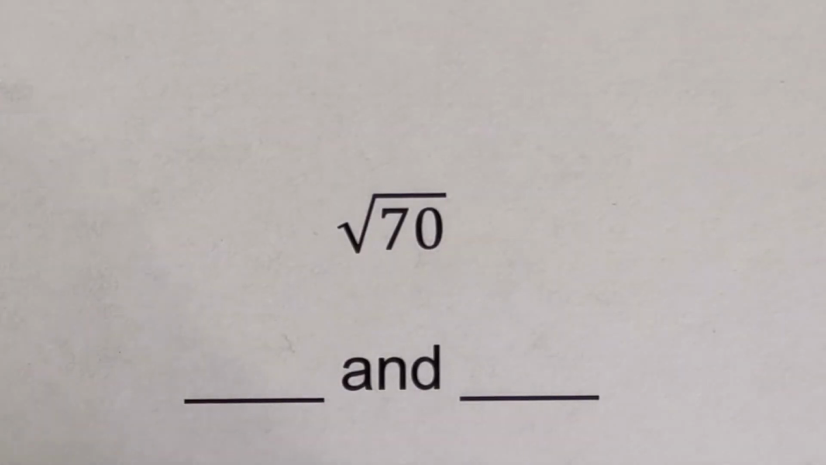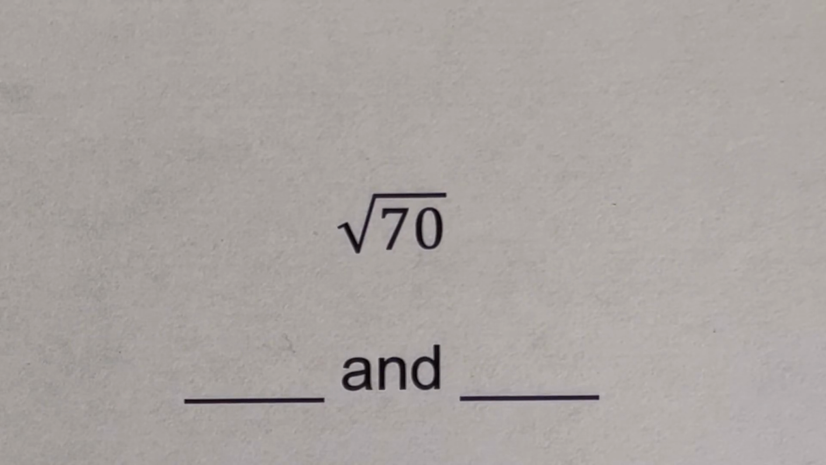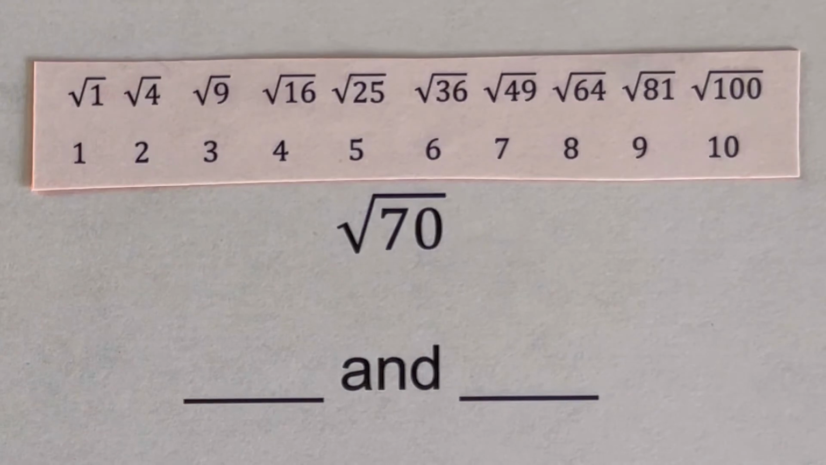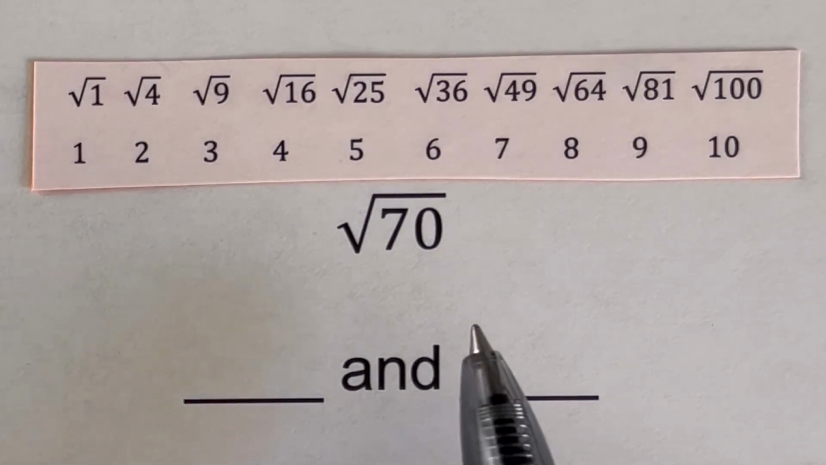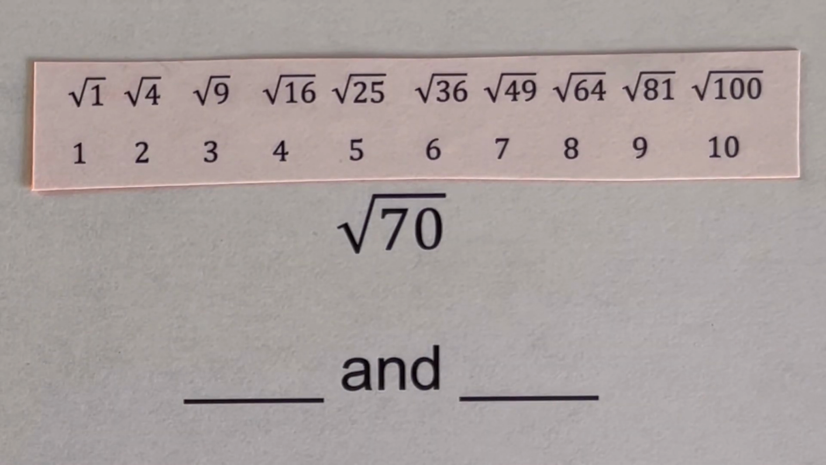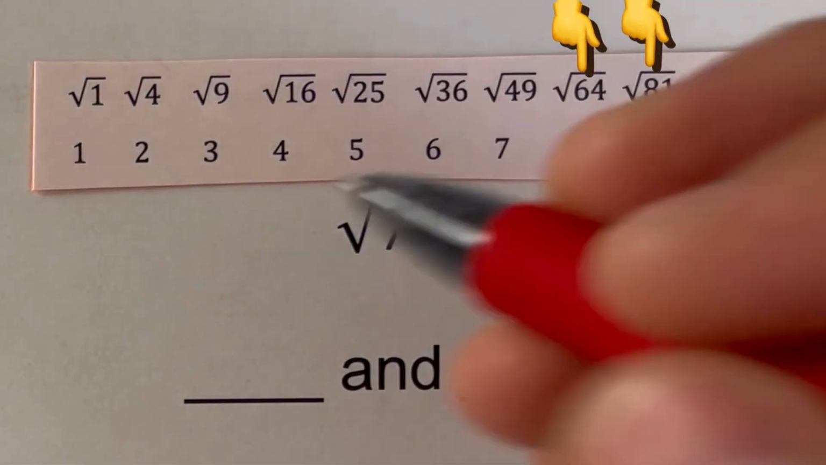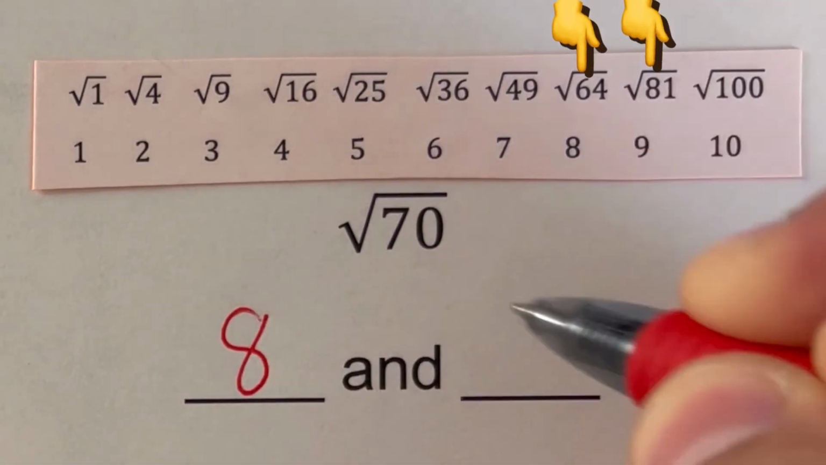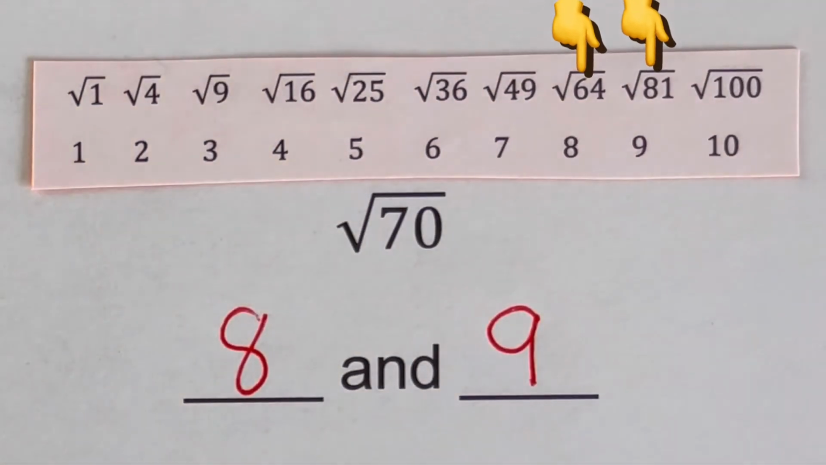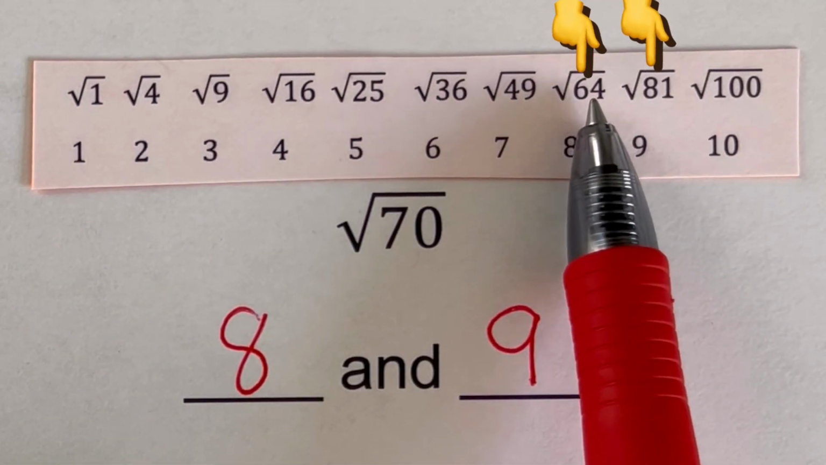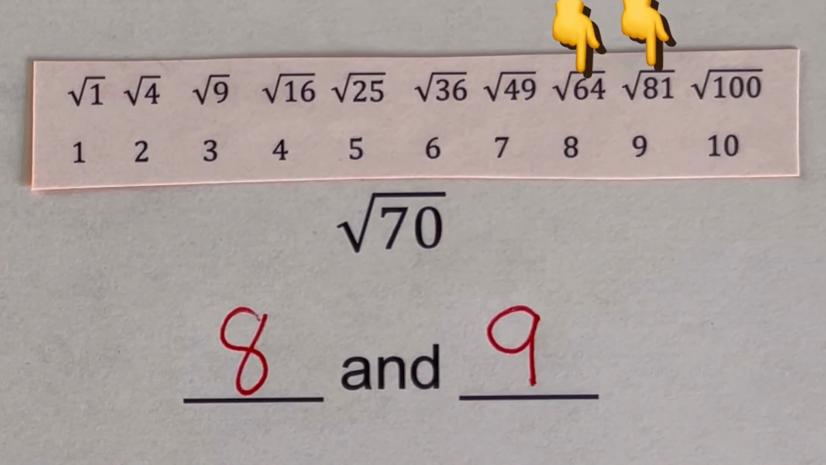Now let's move on to the next one here, the square root of 70. Again, we have this list of square roots and their equivalent values. So the square root of 70 is located between the square root of 64 and the square root of 81. And those values would be 8 and 9. So I write here 8 and 9, because again, the square root of 70 is between the square root of 64 and the square root of 81.